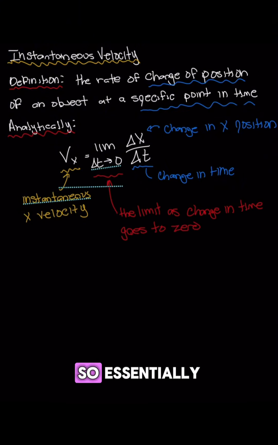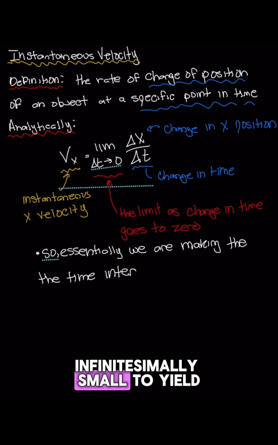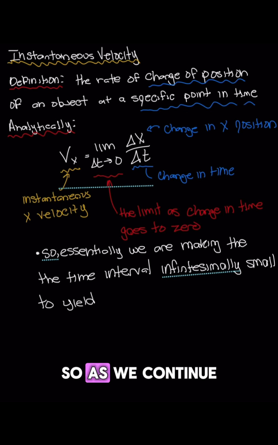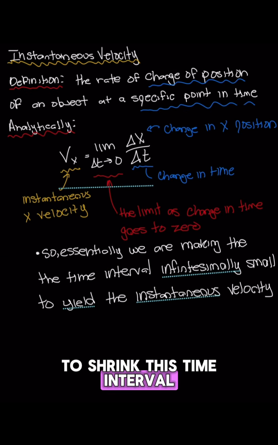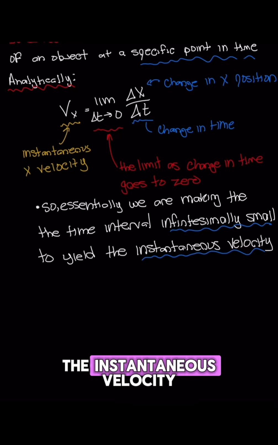So essentially what this expression means is that we're making the time interval infinitesimally small to yield the instantaneous velocity. So as we continue to shrink this time interval, it will become so small that it'll just be the velocity at that moment. Hence, it will yield the instantaneous velocity.